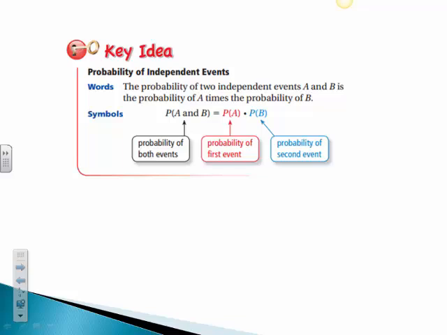Okay, so when you have two independent events, say I want to roll a 1 and then I want to roll a 6. What's the probability that I will roll a 1 and then roll a 6? Well, there's a formula for that. You take the probability of the first event and you multiply it by the probability of the second event. Simple. Okay, let's try an example.